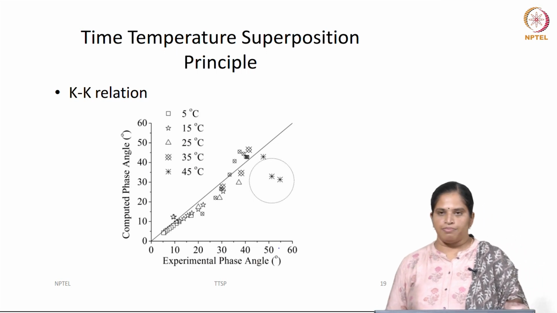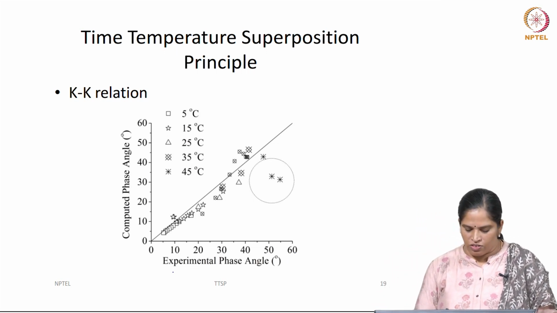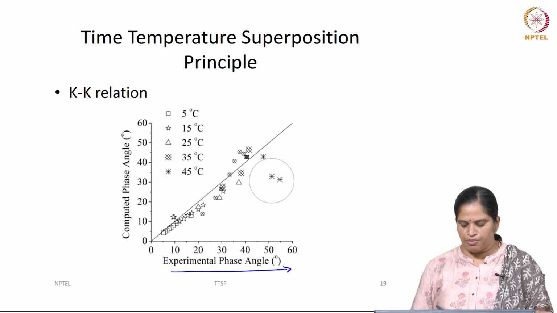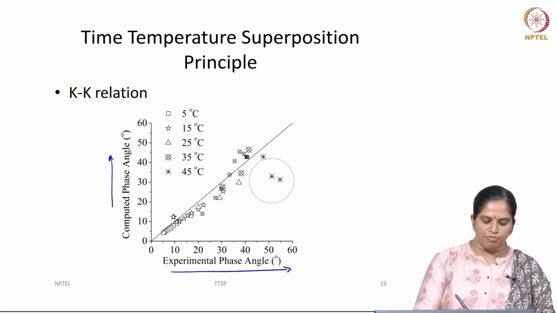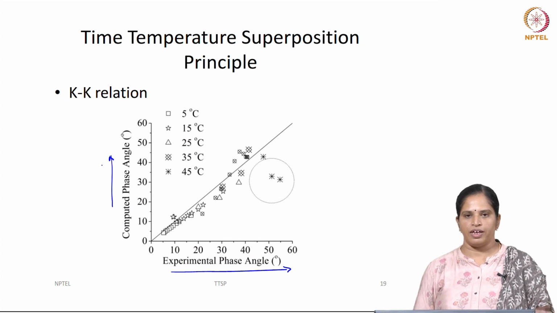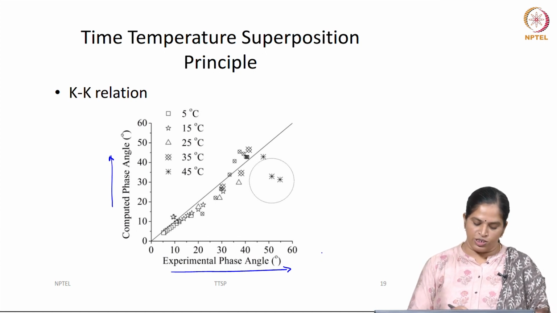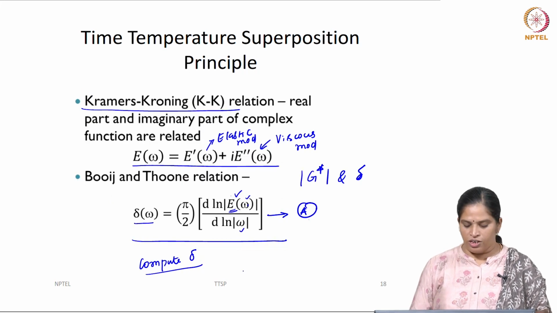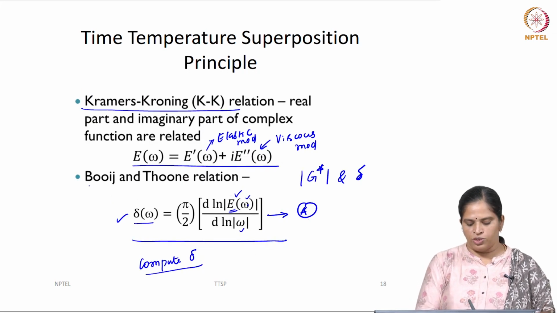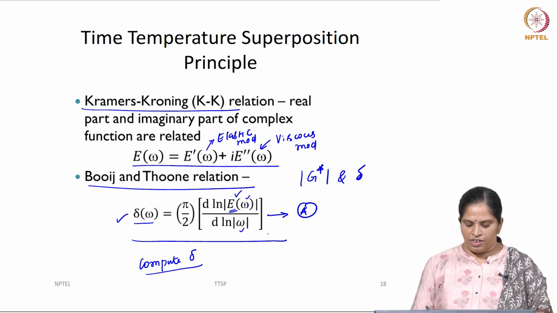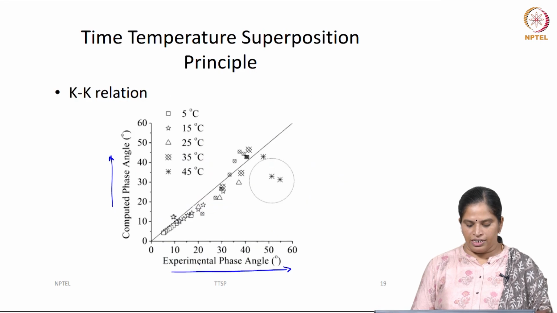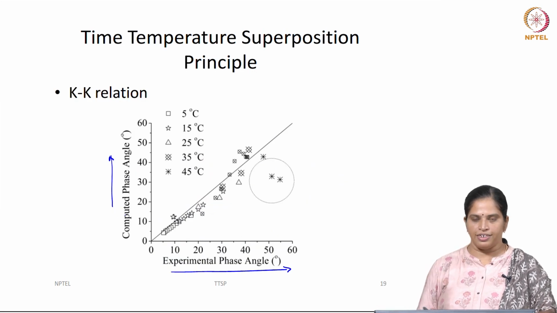One such example is given here. On the x scale is the experimental phase angle, and the y scale is the computed phase angle, computed from the dynamic modulus value using the Kramers-Kronig relations, the Booij-Thoone relations, which are given here. This equation was derived by Booij and Thoone. The Booij-Thoone equation is used in computing the delta value, and it is plotted here.